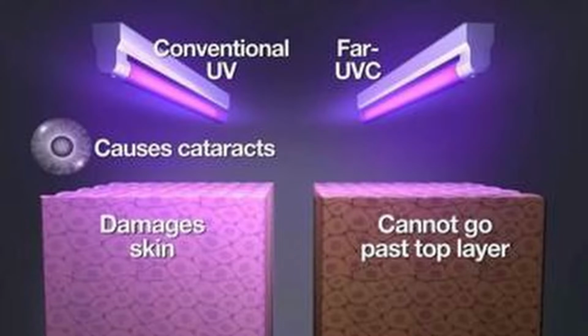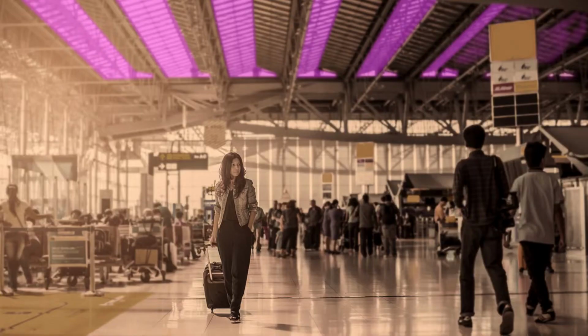There's also a thing called far UVC, which is not harmful for humans, but it still sanitizes humans. They're planning to use it to sanitize airports and airplanes and different vehicles too, which is really interesting to me.